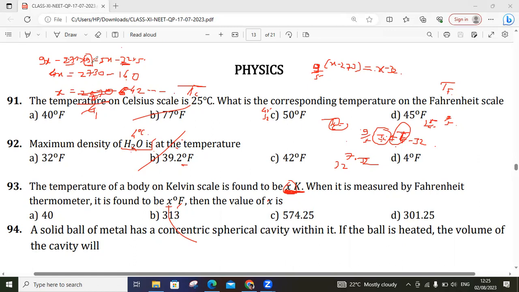So here I have taken an approximation. I have taken this as 10. So my answer will be less than this. That is close to this. Then go for the next question.